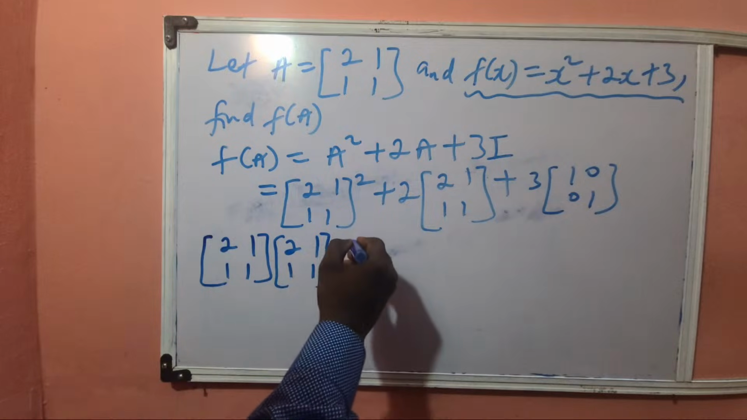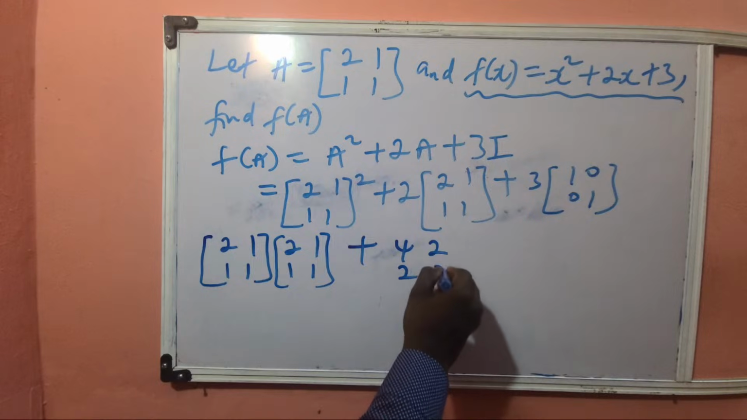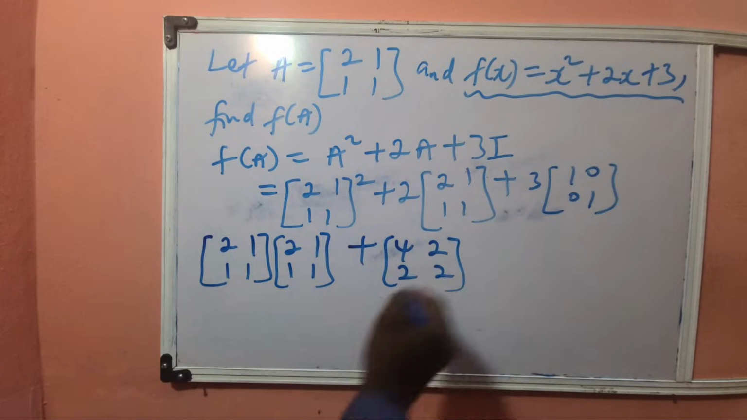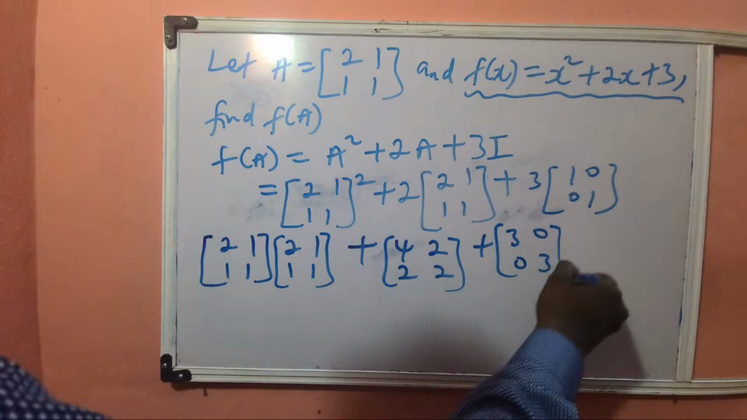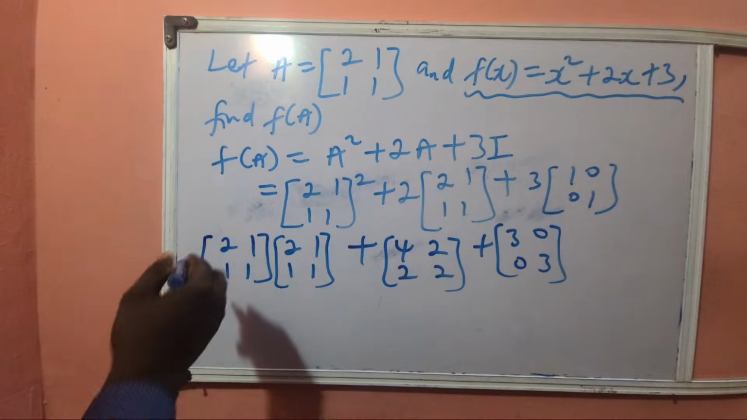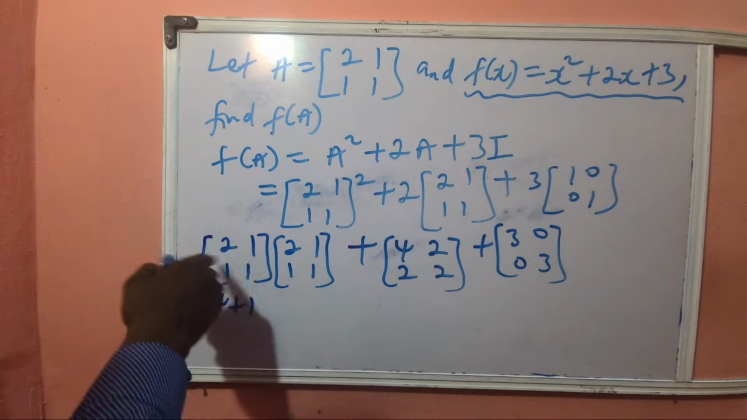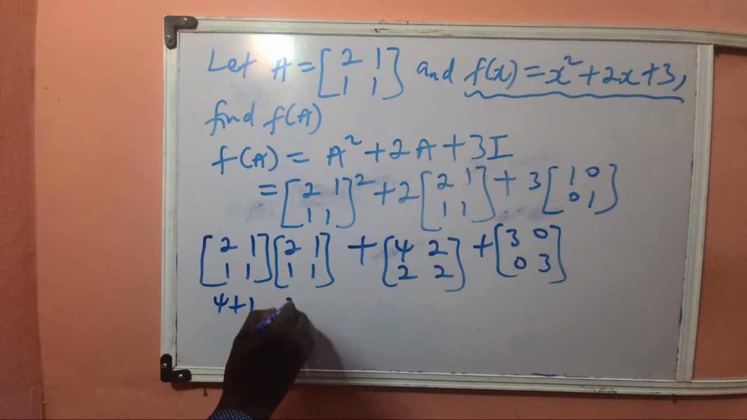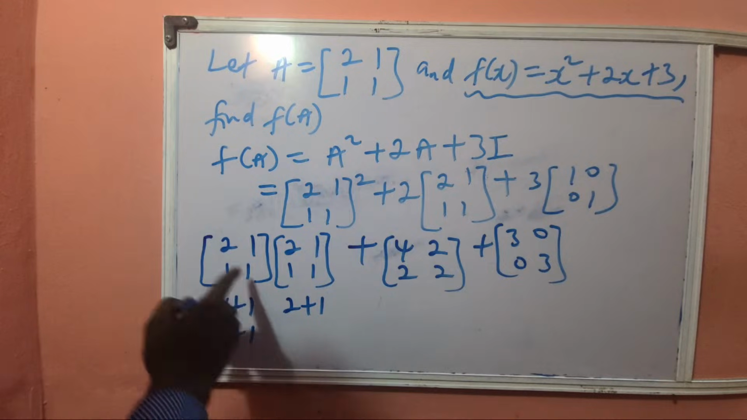All right. So I can go on to open this. This will be 4, 2, 2, 2. And this will be plus 3, 0, 0, 3. Now, I'm sure you guys are flowing with me. So I want to multiply this together. This will be 2 times 2, which is 4, plus 1. 2 times this, this will be 2 plus 1. This will be 2 plus 1.